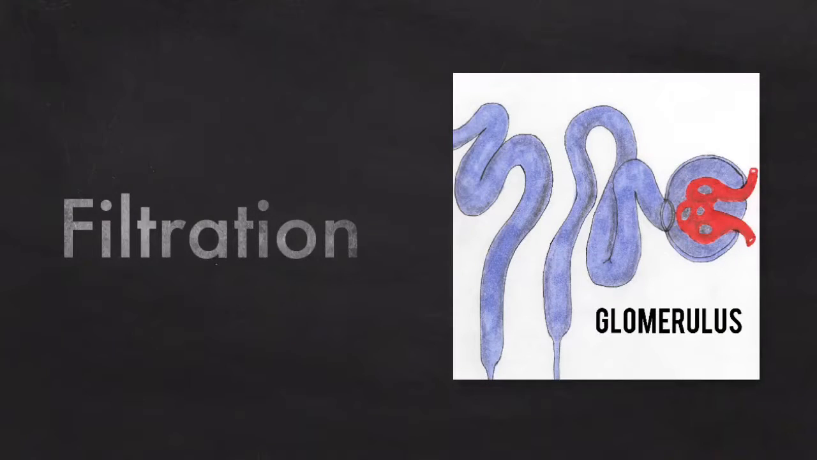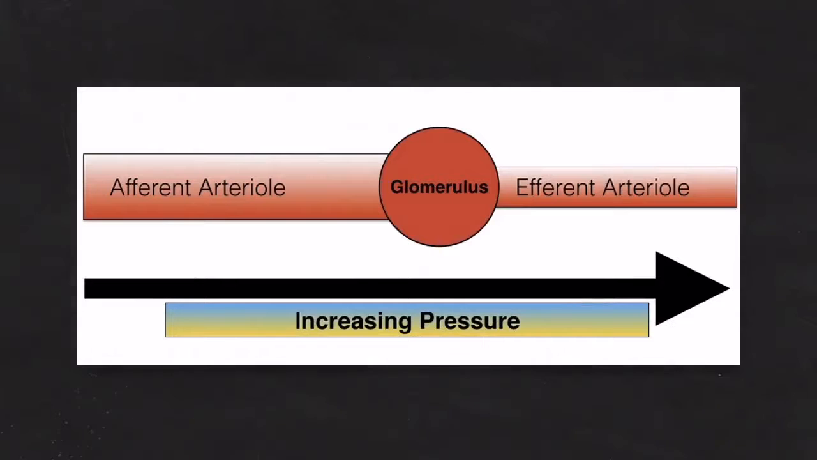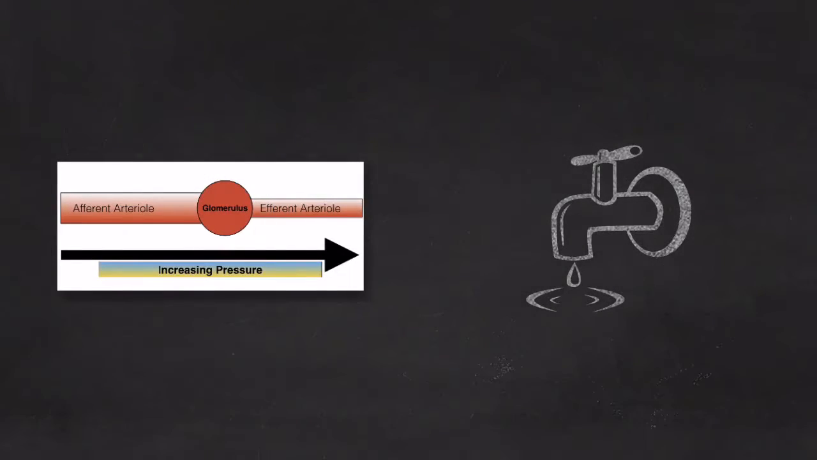Filtration takes place in the glomerulus. In fact, it's not just filtration, it's ultrafiltration. The afferent arteriole delivers blood into the glomerulus, and then it narrows into the efferent arteriole, and this narrowing increases the pressure. Turn on the tap and try to block off half of the spout with your thumb, and you'll see that the water soon squirts everywhere. This is what's happening in the glomerulus.